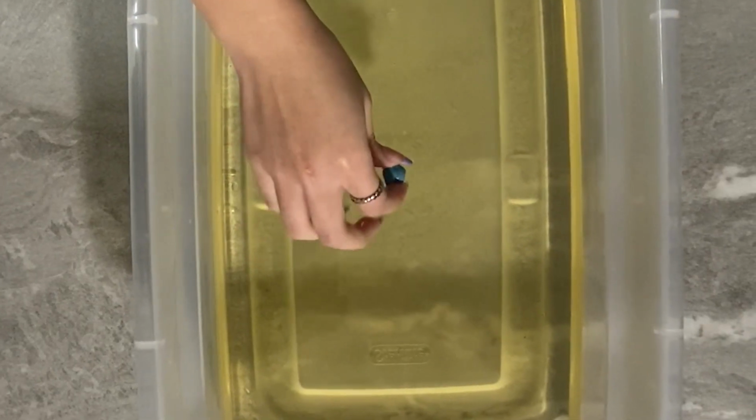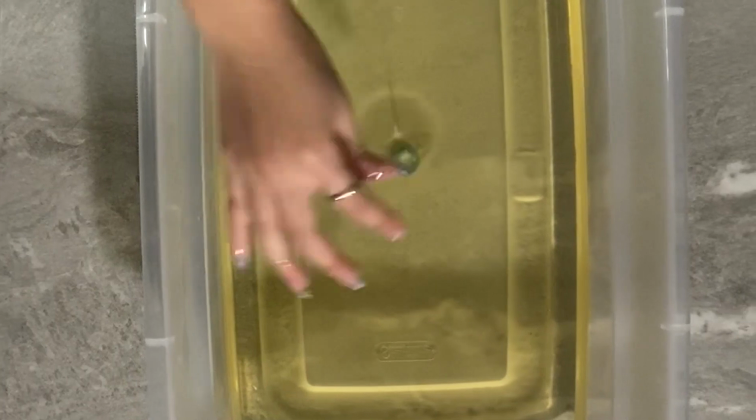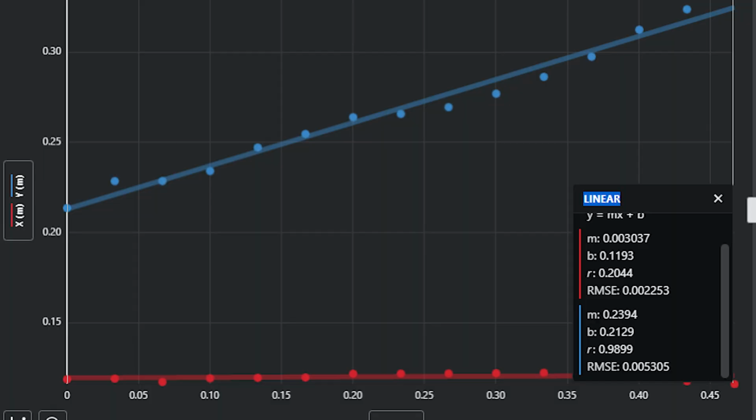For the oil, we dropped the air-dry clay ball at the same height as the water sample. We used a similar procedure for the water analysis to plot a point whenever a wave moved. The slope for this plot was 0.2394 meters per second. This is the wave speed of the oil sample.